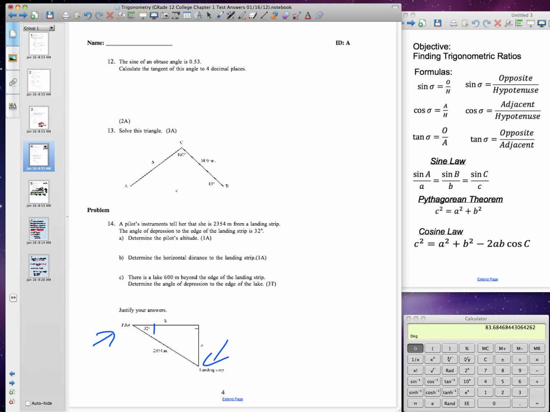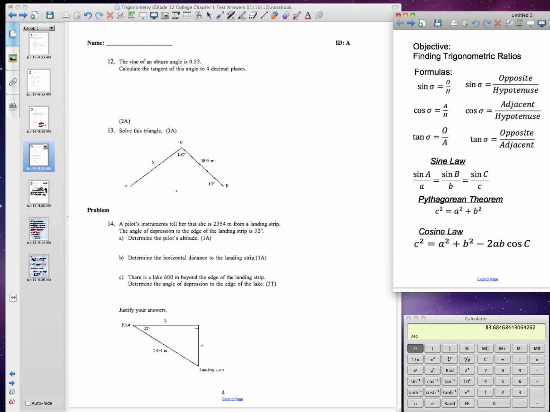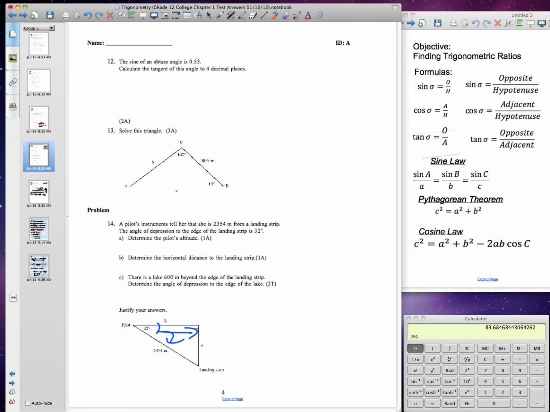Now this is a right angle triangle, so what does that mean? What ratios or formulas can we use? Right angle triangle means that we can use the primary trig ratios, SOHCAHTOA. I'm looking for the opposite of the angle of depression, and I have the hypotenuse. So which ratio has opposite and hypotenuse? Good, sine. Sine 32 is equal to the opposite, which is our A, over the hypotenuse, 2,354.